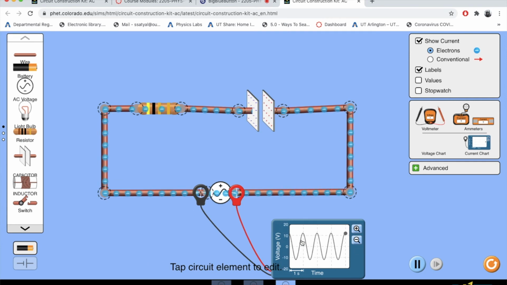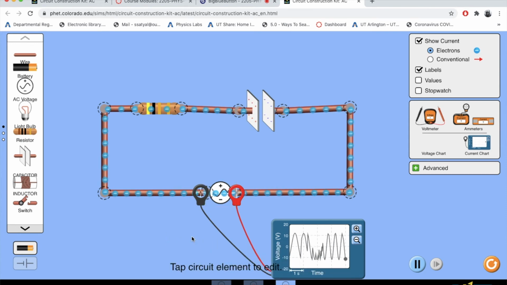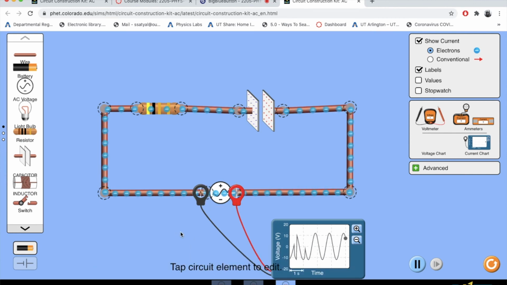So you see, in time, how my voltage oscillates back and forth depending on the frequency of the AC source. So here I can try increasing the frequency to 2 hertz. So now you see the frequency has doubled, and hence the oscillation cycle has increased. But I want to do it at 1 hertz for now, and that's that.